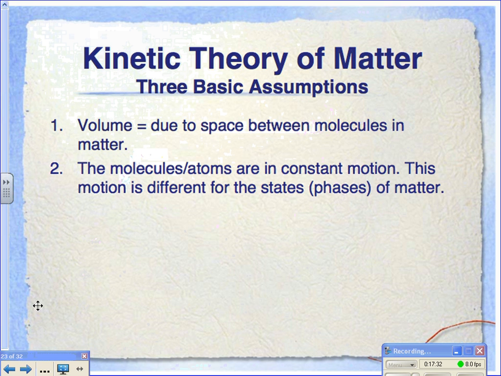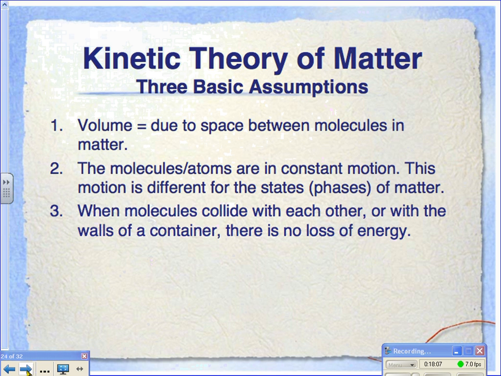Second basic assumption is the molecules and atoms are in constant motion. This motion is different for each of the states or phases of matter. So if it's a solid object, there's less molecular motion. There's less space between the molecules of matter. The more energy, the more these atoms and molecules move away from each other, therefore increasing the space between them, and you have a greater volume due to that motion.